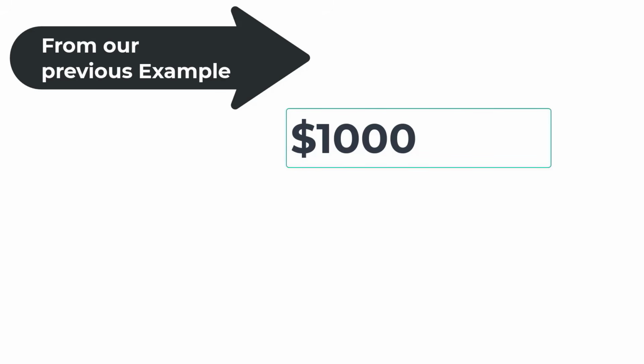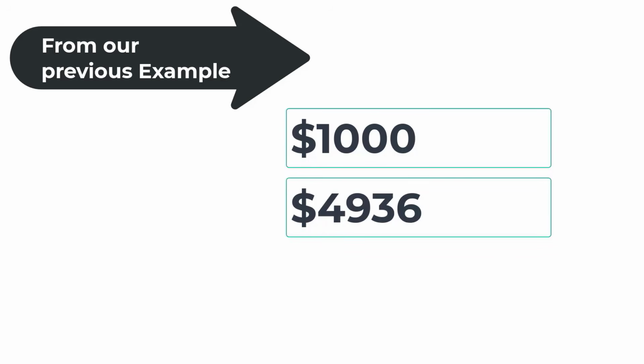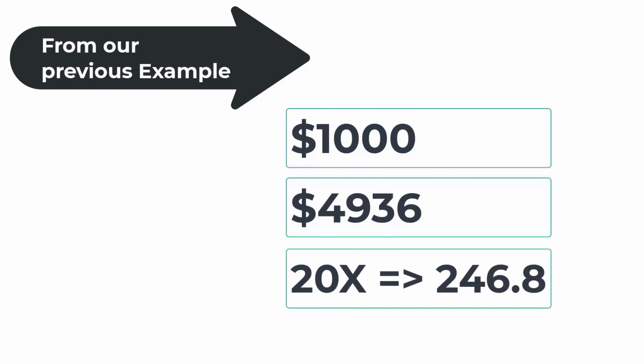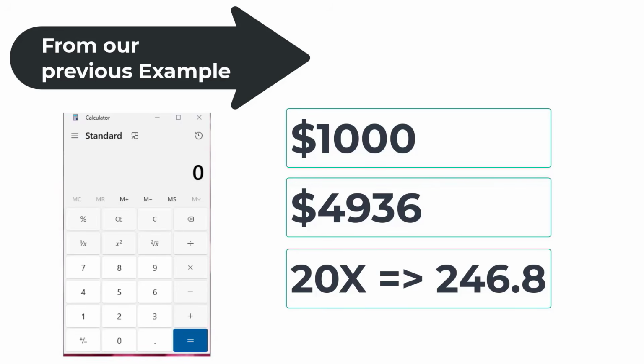Let's look at a simple example. We had only $1,000 in our trading account, but to open the Doge long position, we needed $4,936. So we used 20x leverage and opened the position by using only $246.8 from our own capital. That means we effectively borrowed 4,936 minus 246.8, which is $4,689.2 from the exchange or broker. And of course, they don't lend us money as charity.